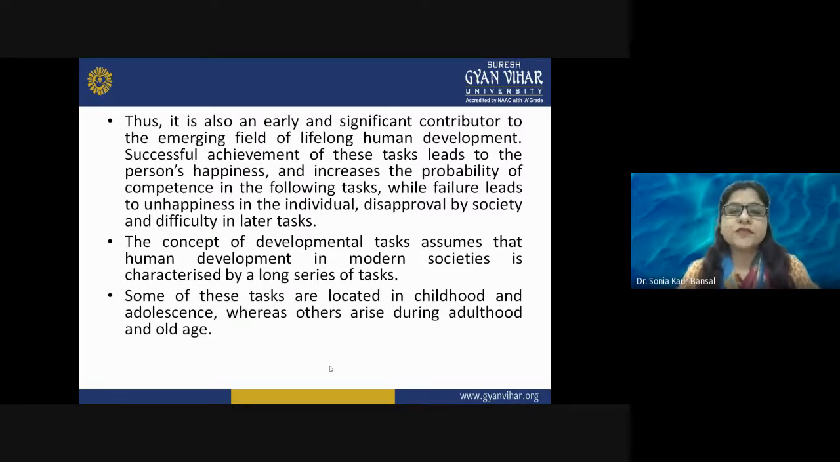So the concept of developmental task assumes that human development in modern societies is characterized by a long series of tasks. Some of these tasks are located in childhood and then in adolescence, whereas others arise during adulthood and then old age. So there is a series of tasks which has to be learned and mastered by the learner in a particular age only.